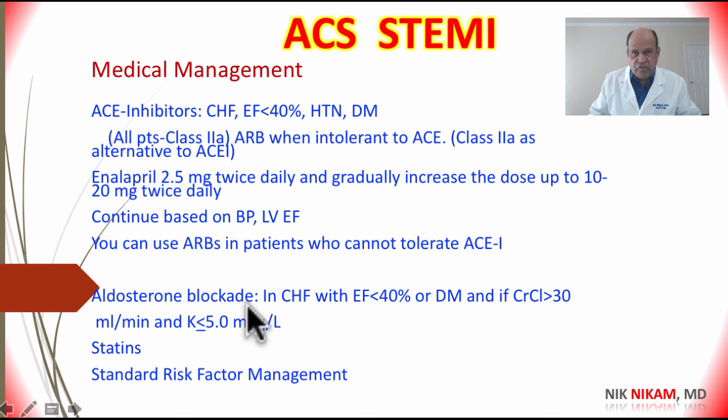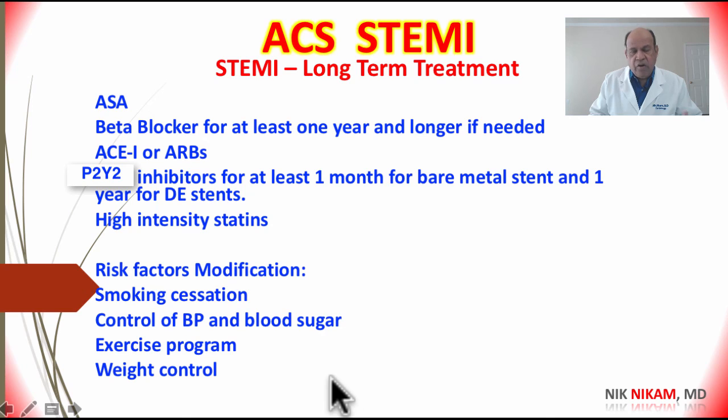Aldosterone antagonists are used in the later stages if the patient has reduced ejection fraction along with diabetes mellitus, as long as their kidney function is normal. And of course, high intensity statins such as atorvastatin or rosuvastatin in high doses are generally recommended for patients with STEMI presentation. The long-term treatment is again continuation of aspirin, beta blockers, ACE inhibitors or ARBs.